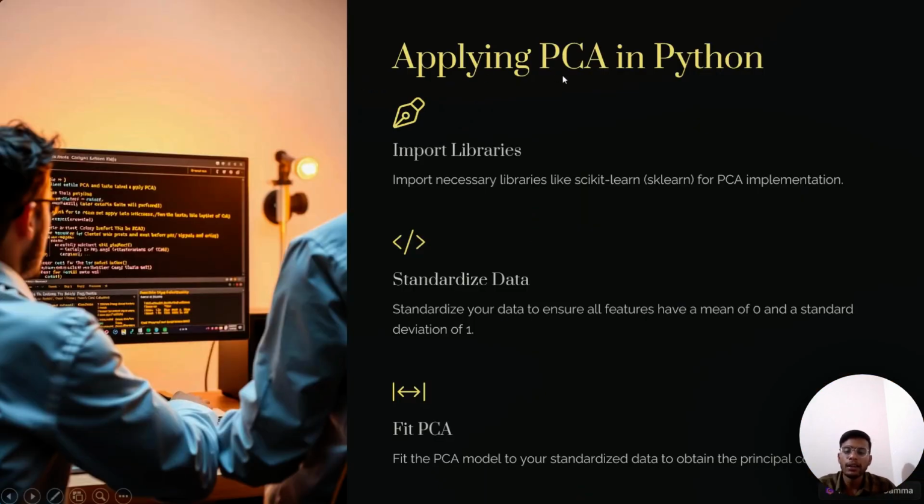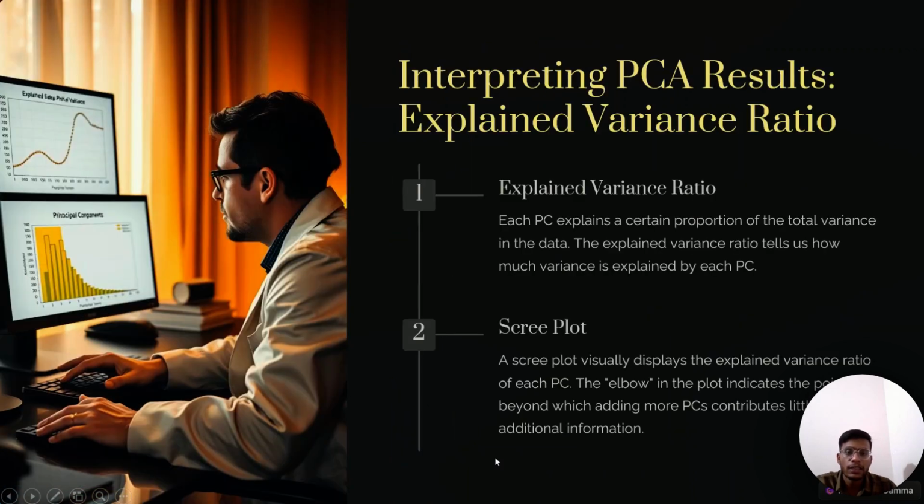Now, applying PCA in Python. Import libraries: import necessary libraries like sklearn for PCA implementation. Standardize your data to ensure all features have a mean of 0 and standard deviation of 1. Fit PCA: fit the PCA model to your standardized data to obtain the principal components. Next, interpreting PCA results and explained variance ratio.